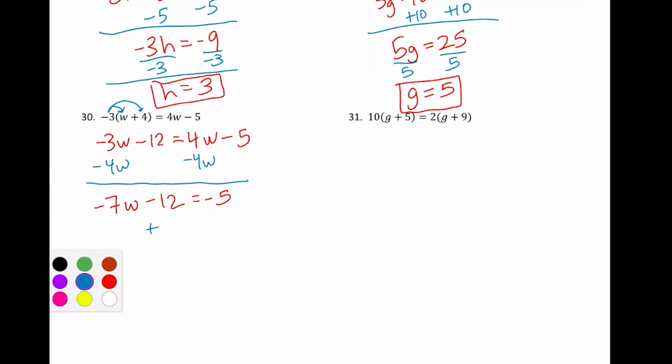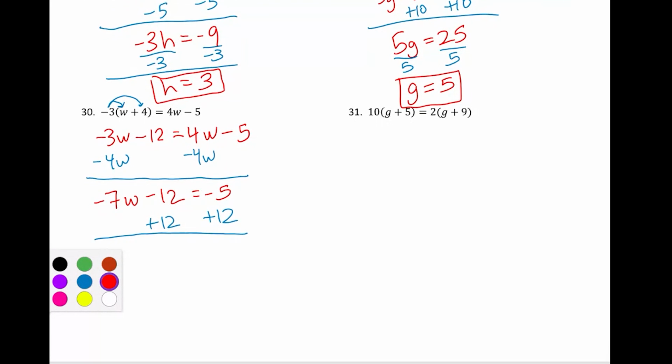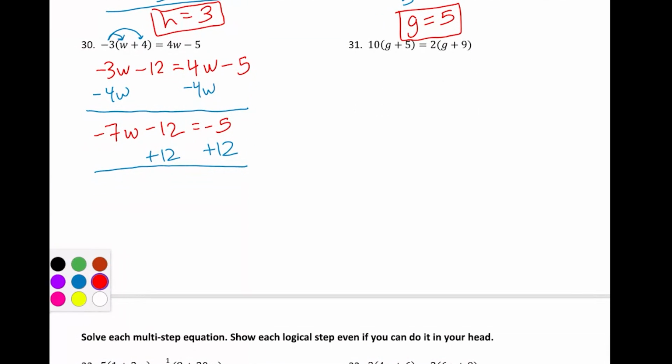Next, I'm going to add 12 to both sides. Let's move this up a little bit. Negative 7w equals, let's see, 12 minus 5. I think that's just 7, isn't it? Yep. Divide both sides by negative 7. And our answer here will be negative 1.